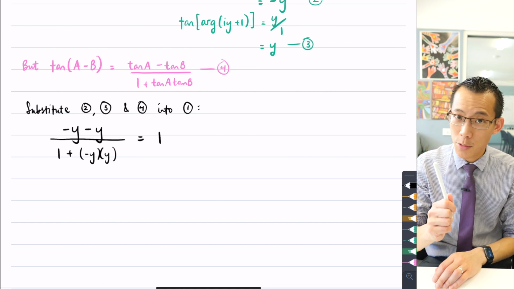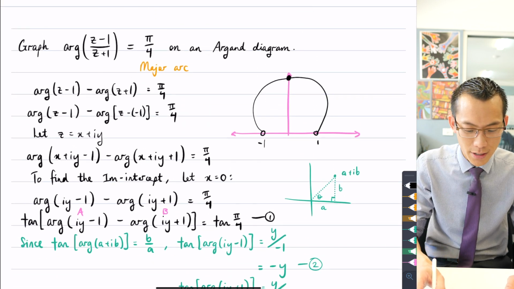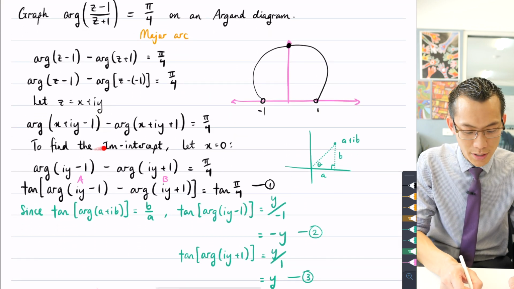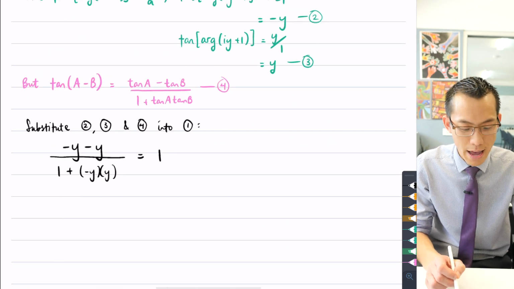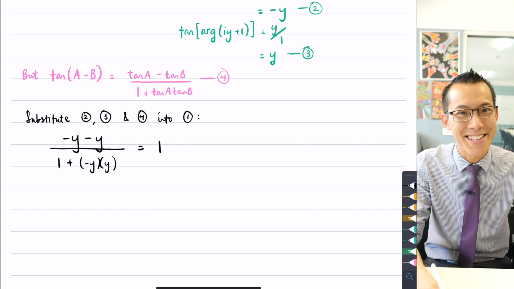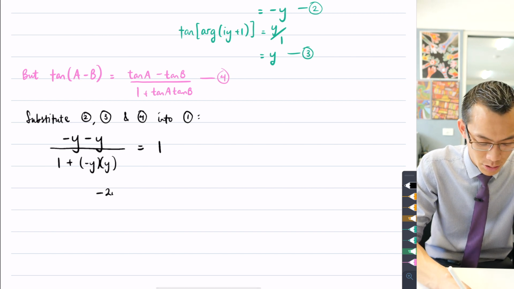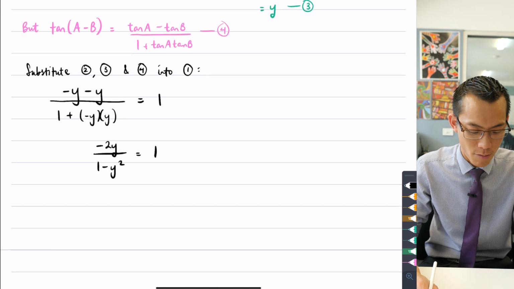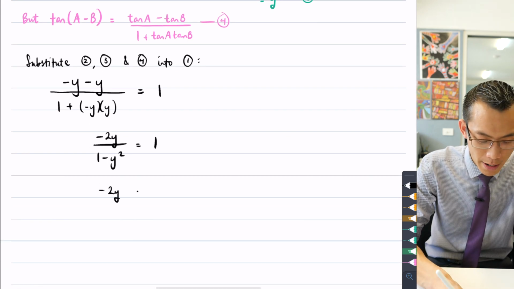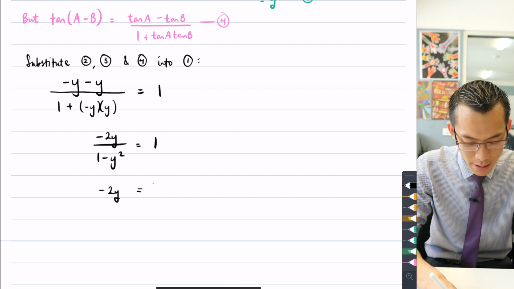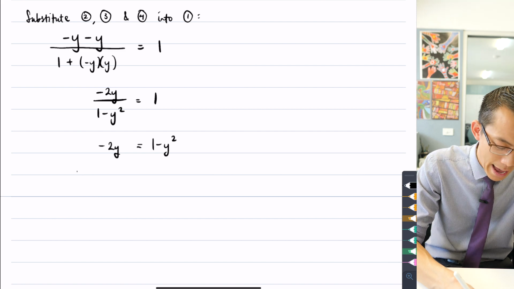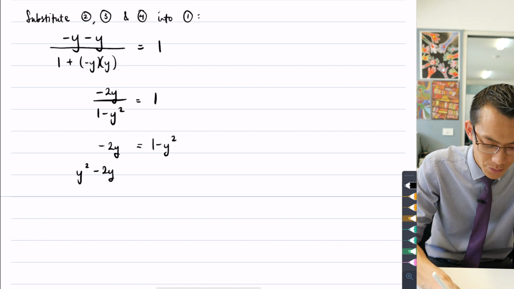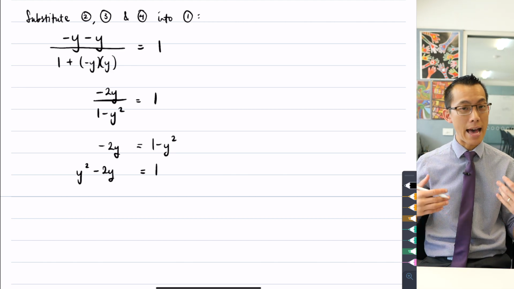And remember, the reason I'm doing all of this is because I am after, where did it go? Here it is. I'm after some imaginary intercepts, some intercepts on that y direction. So I've let x equal 0, and that's why there are no x's in this equation. Let's start to simplify. So I've got on the numerator minus 2y. On the denominator, I've got 1 minus y squared, and this 1 is just hanging over on the right-hand side. Multiplying through by 1 minus y squared, I've got minus 2y and then 1 minus y squared on the right-hand side. And then, because I know where I'm going, I'm going to add y squared to both sides. That leaves 1 on the right-hand side.